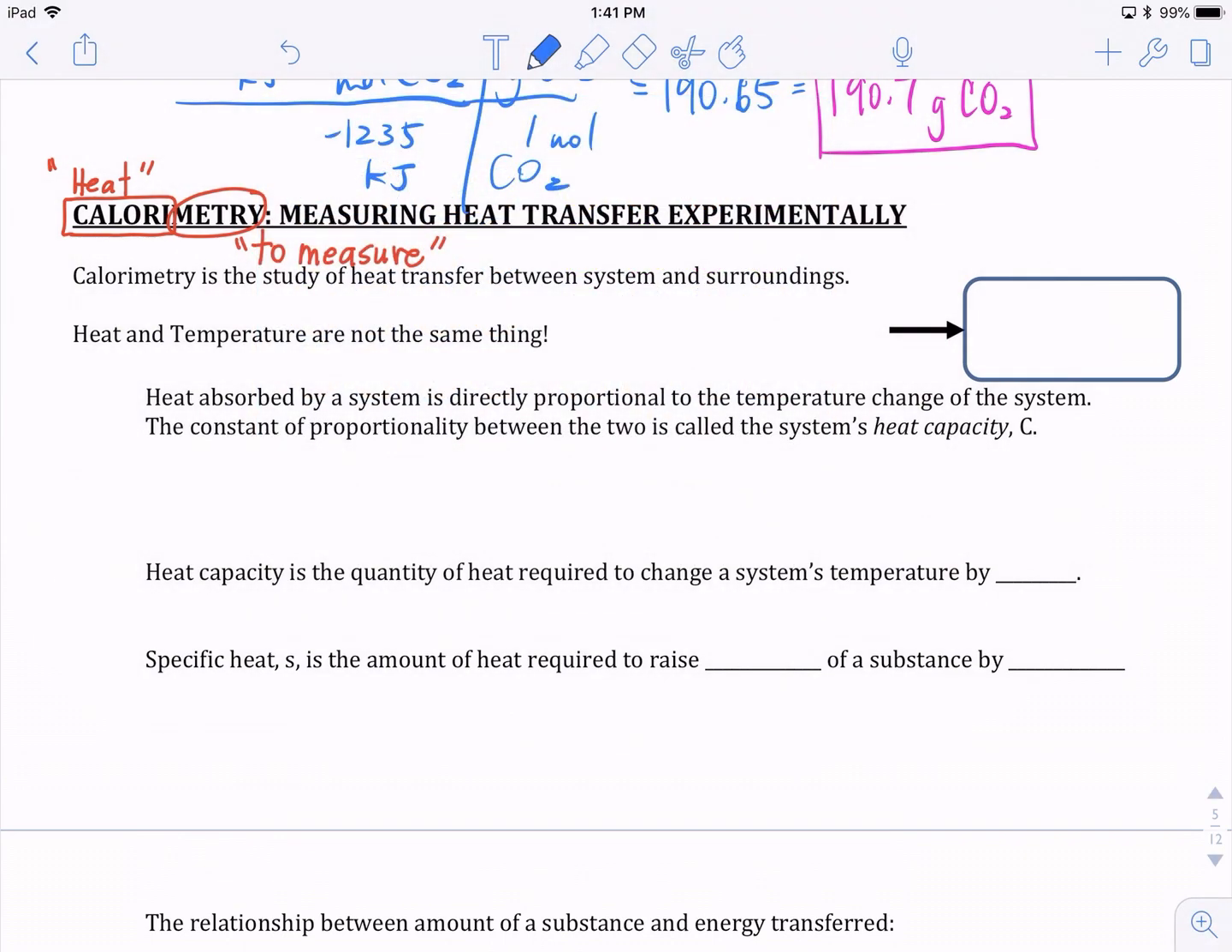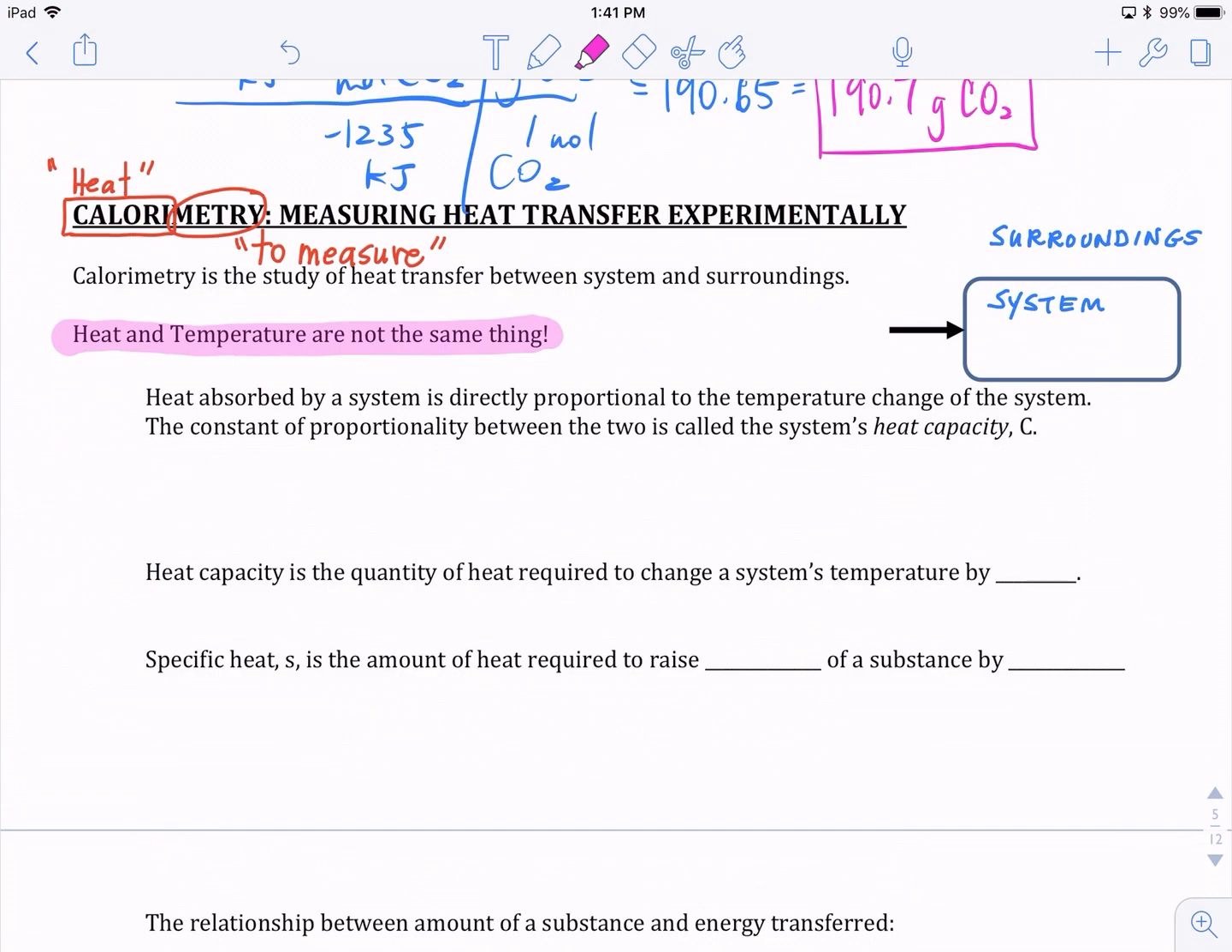Remember our fabulous diagram from last week, this is just a small version. System and surroundings. At the end of last week, we talked about the fact that enthalpy is basically Q if we're at constant pressure. So we talked about transferring things into the system, out of the system. One thing to keep in mind that's super important is that heat and temperature are not the same thing. We tend to think about them exactly the same, and they're not.